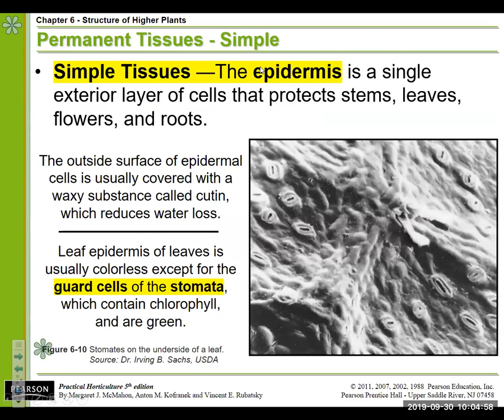Epidermis is a simple tissue, just like in humans. We think of it as the outside, the skin, basically. The difference in plants is that it's covered with this waxy substance known as cutin, which is basically just reducing water loss. And we can see in this microscope image the stomata.